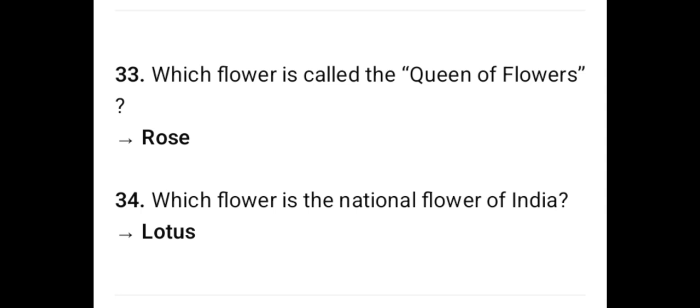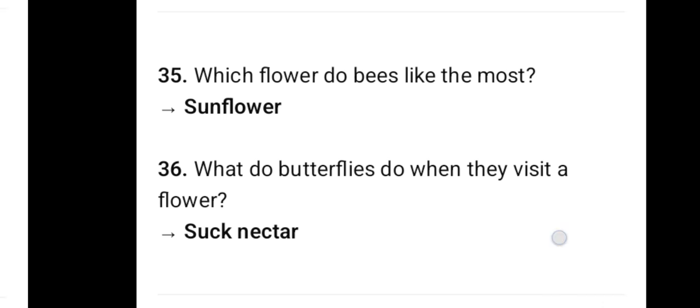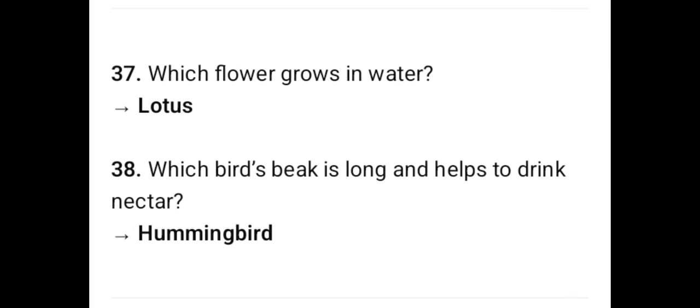Which flower is called the queen of flowers? Rose. Which flower is the national flower of India? Lotus. Which flower do bees like the most? Sunflower. What do butterflies do when they visit a flower? Suck nectar. Which flower grows in water? Lotus.